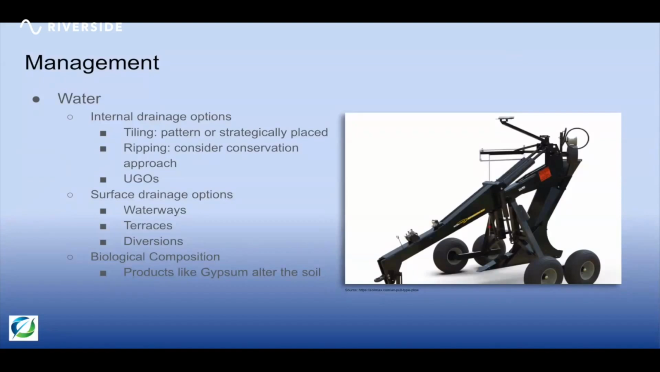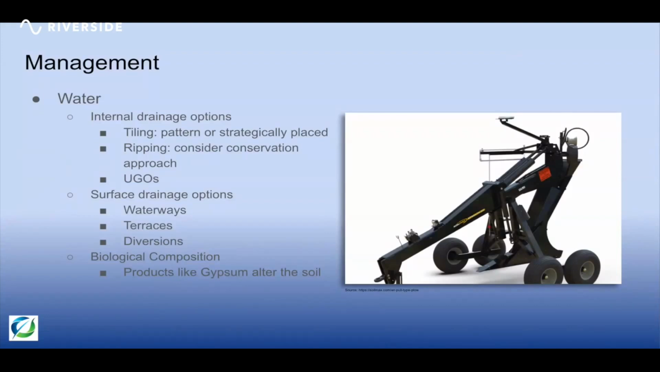Water, internal drainage options, we talk about tiling, ripping, using a conservation approach. You could do inline ripping, fracture your soil layers, helps water infiltration, right? So we don't get that ponding effect on the surface. Right. UGOs, strategically placing your tile drains and so on. Surface drainage options like waterways, terraces, diversion ditches.